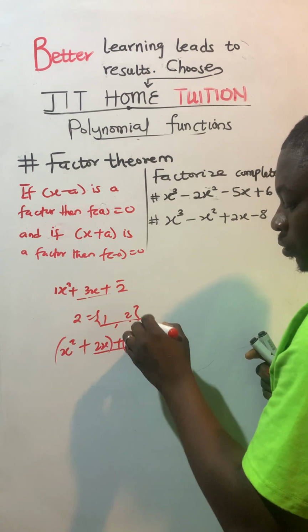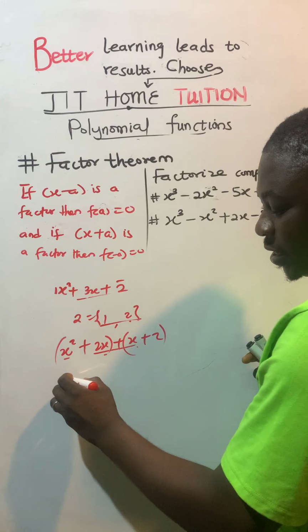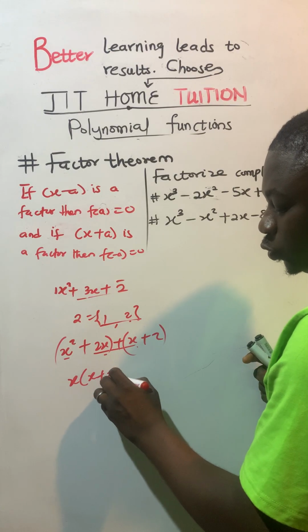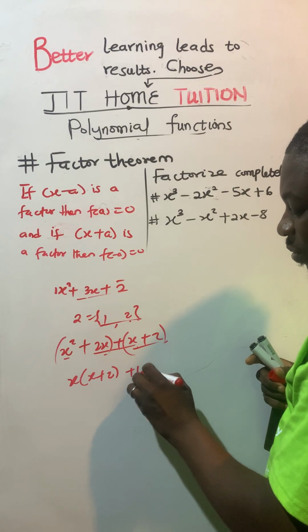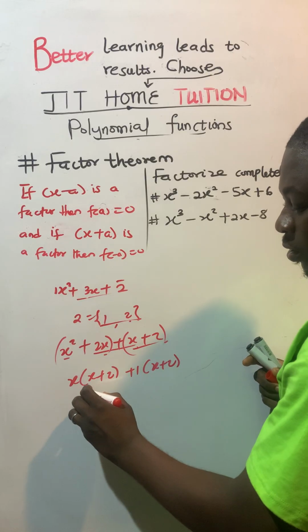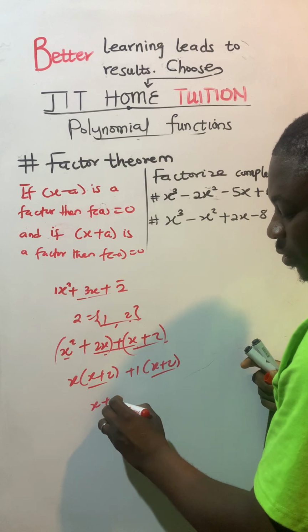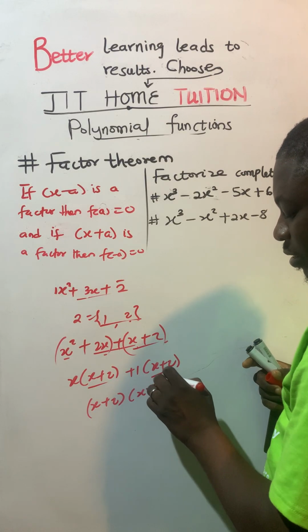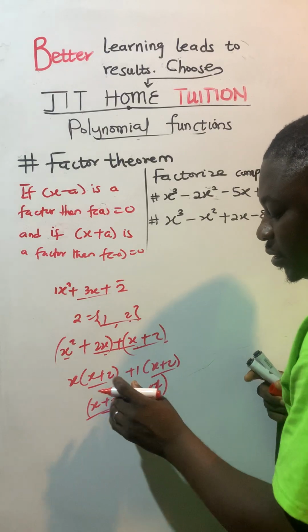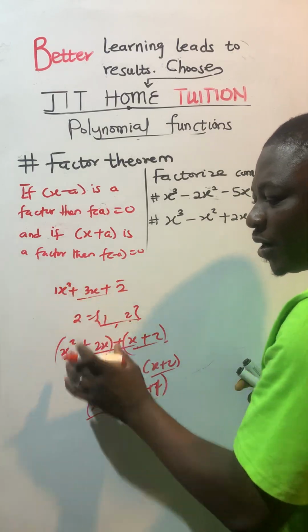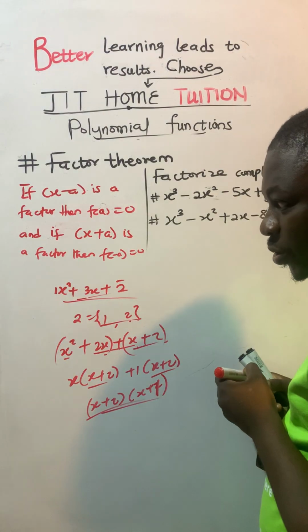But you have it this way. So x here, x comes out. You have x plus 2. The same thing is here. So you have plus 1 multiplying x plus 2. Then since they are the same, you have x plus 2, x plus 1. So this has become the factors of this expression.